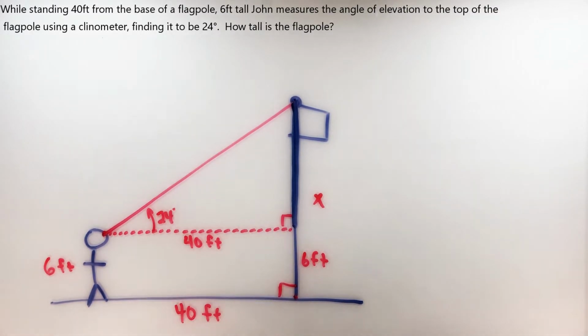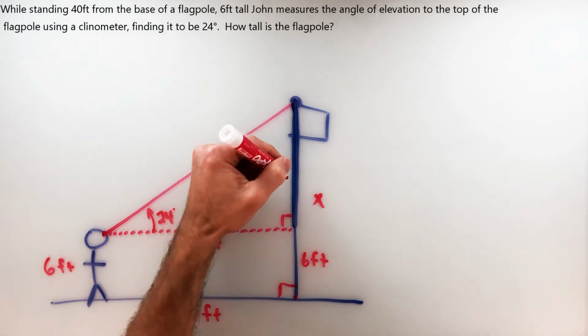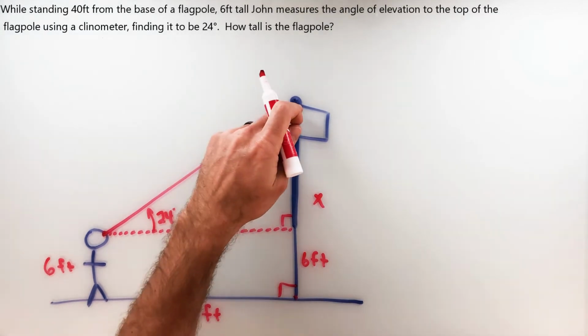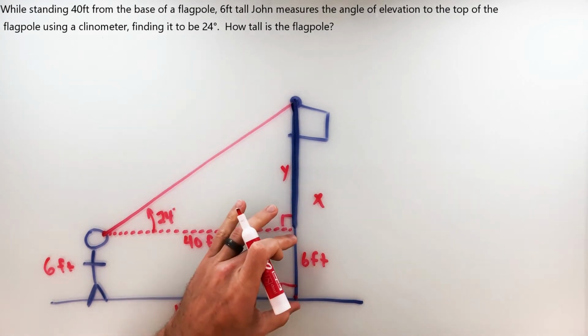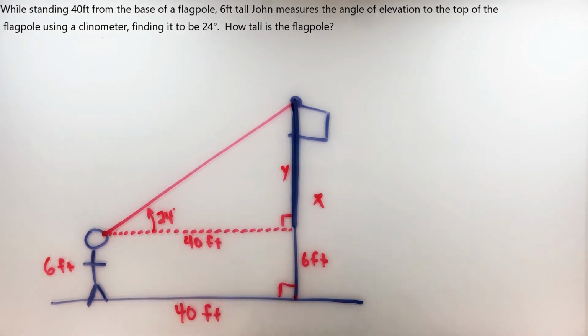Okay, so I'm going to call this distance right here y. So x is the entire flagpole, y is going to be this portion. I'm going to add 6 at the end to get the entire length of the flagpole. Okay, so our picture's good.